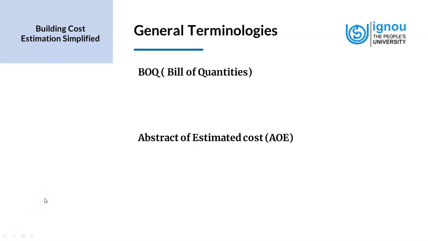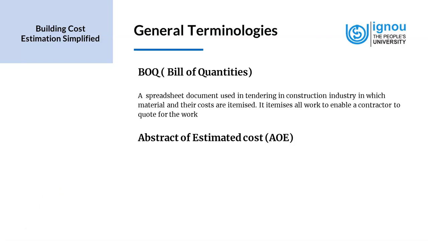Now we will look at two other concepts, which are the bill of quantities and the abstract of estimated cost. Let's first look at bill of quantities. It's a spreadsheet document used in tendering in the construction industry, in which materials and their costs are itemized. It itemizes all work to enable a contractor to quote for the work.